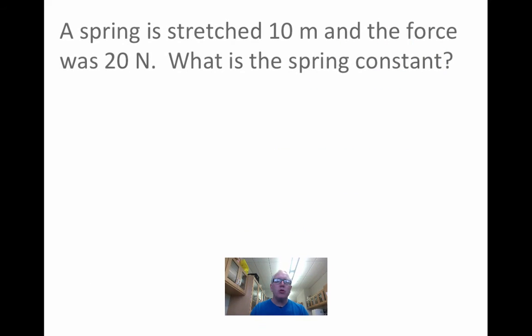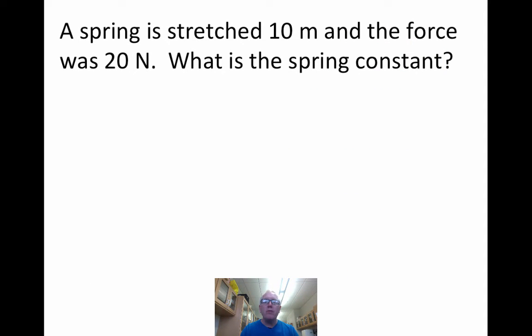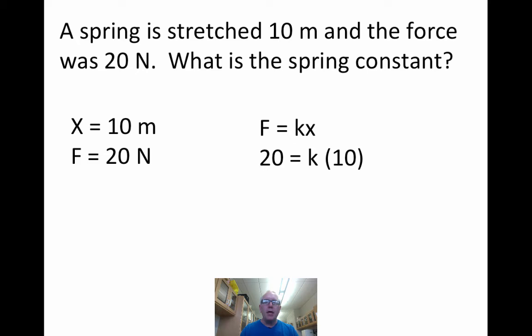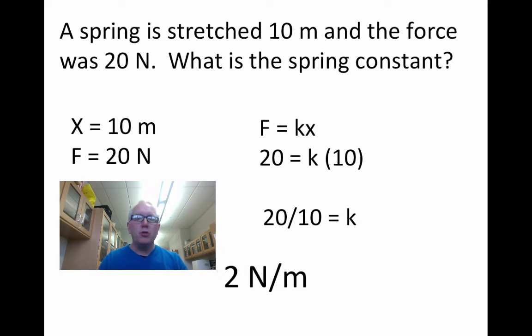So let's see how it works here. We've got a problem in front of us. And of course, the first step is to identify the information. If you're stretched 10 meters, that's your x. The force is 20 newtons, and we want to know the spring constant. So we are looking for the k in the equation. There's our setup, and that turns out to be 20 divided by 10 is k. And the units here will be newtons divided by meters. So that's the idea for one of these basic problems.